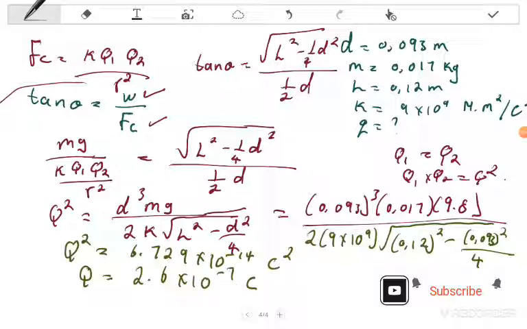So don't forget, as you square this, the charge can be positive or can be negative. As I told you when we started, the charge can be positive or negative. If both of them are positive, they repel each other. If both of them are negative, they also repel each other, which gives the same answer.